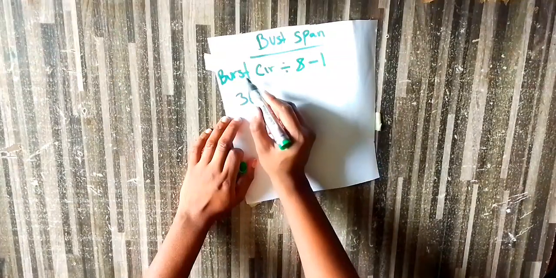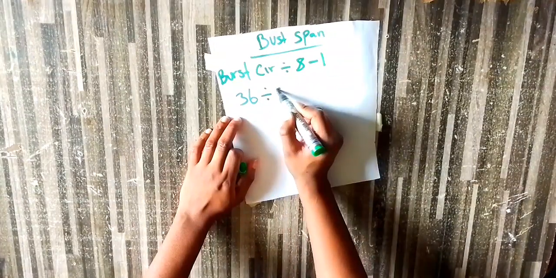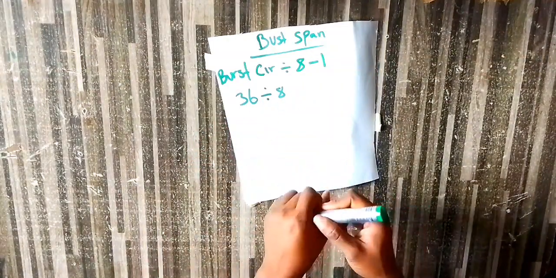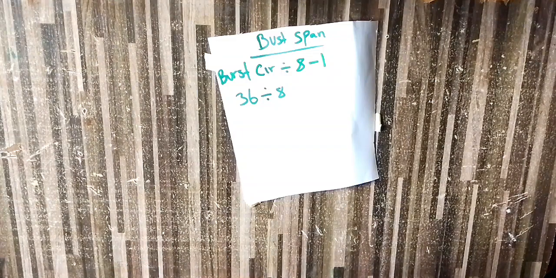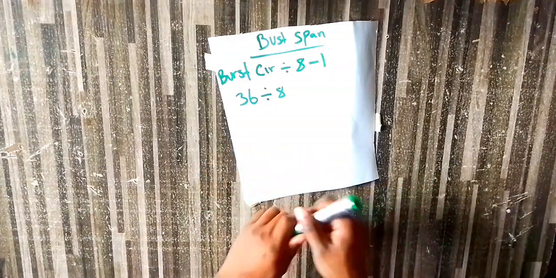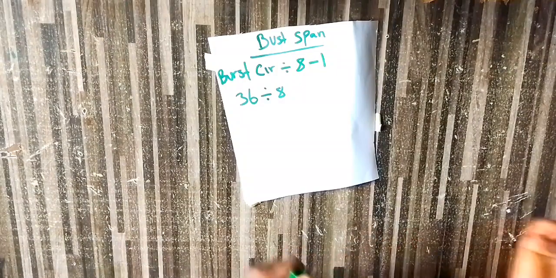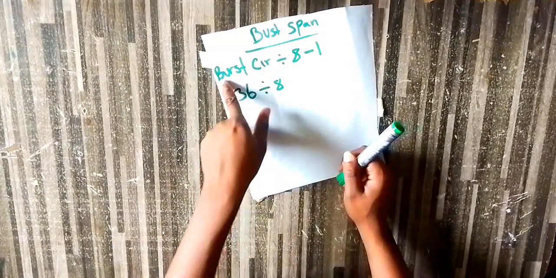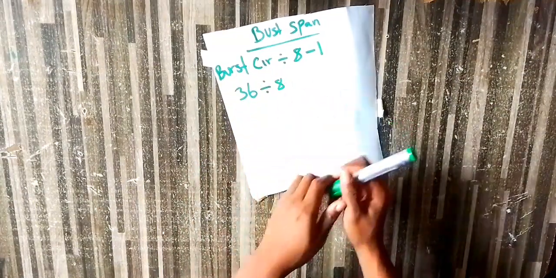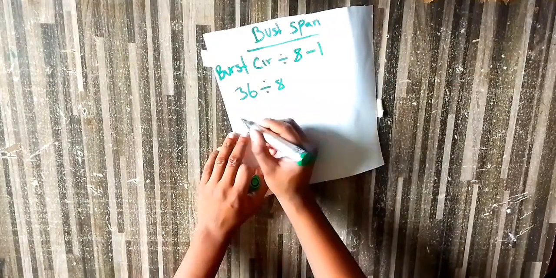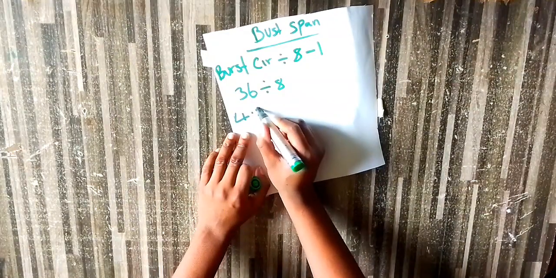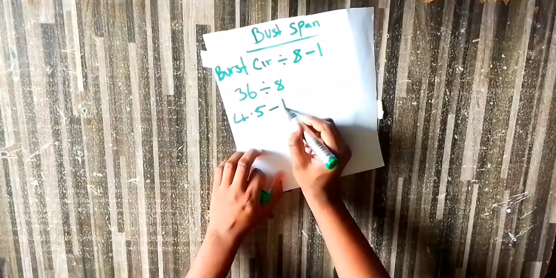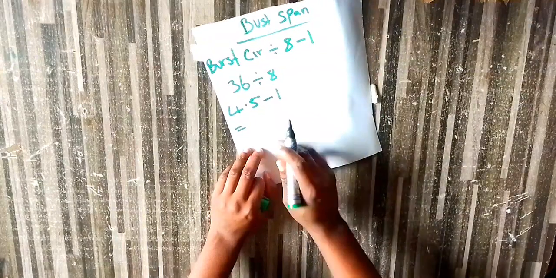In this case, my bust circumference is 36. So go ahead and divide 36 by 8. This will give us 4.5. After getting that 4.5, you minus 1, and this will give us 3.5.